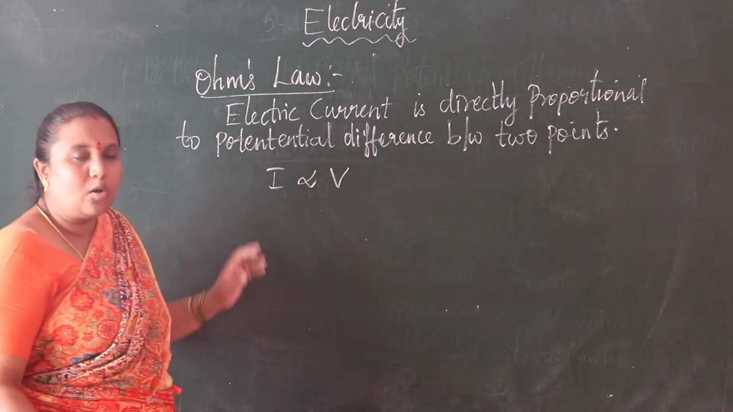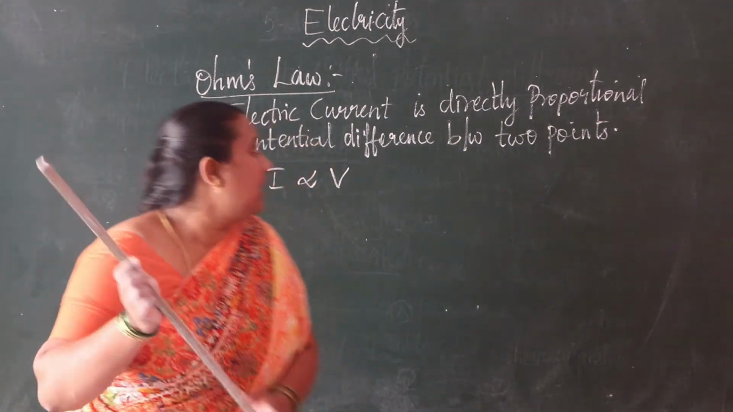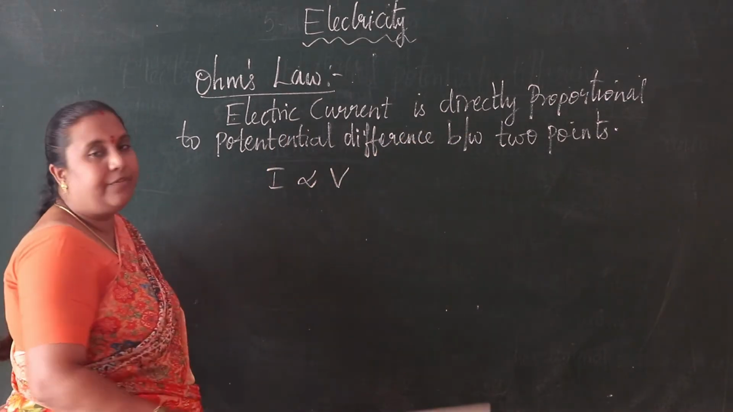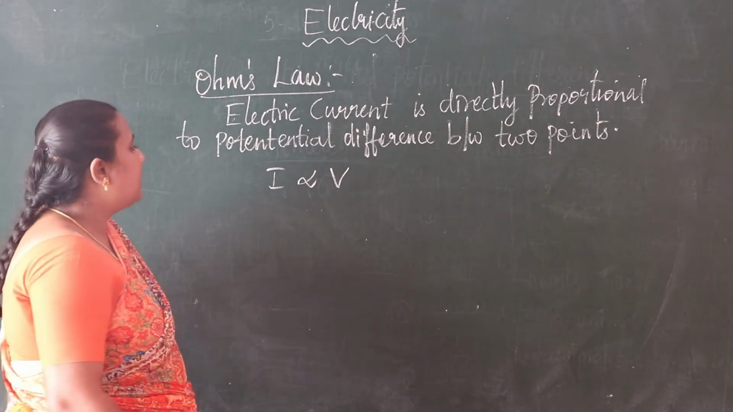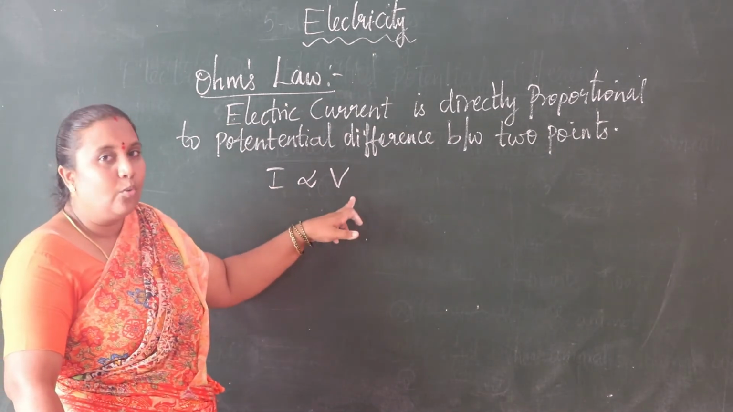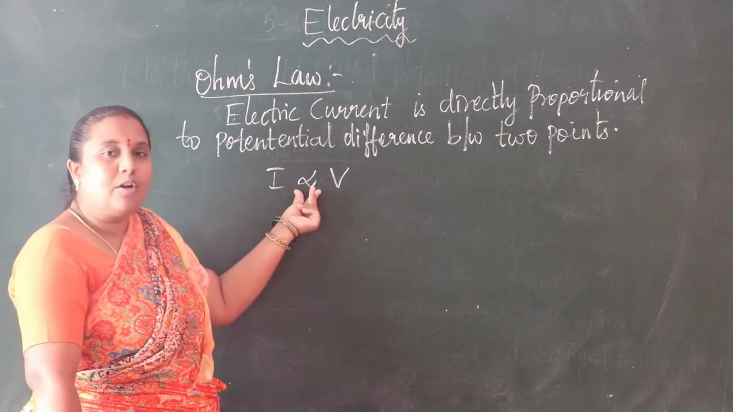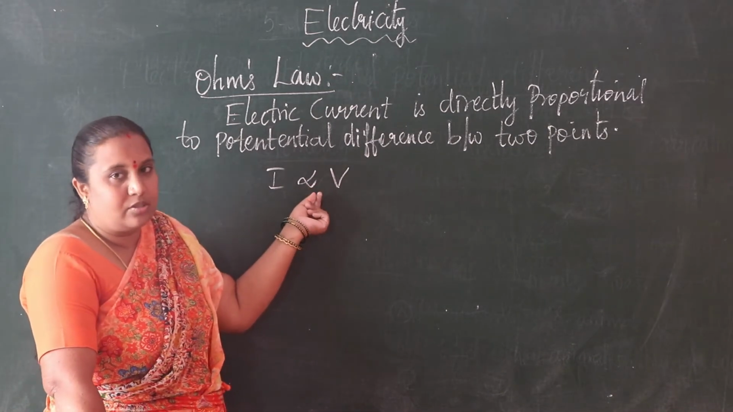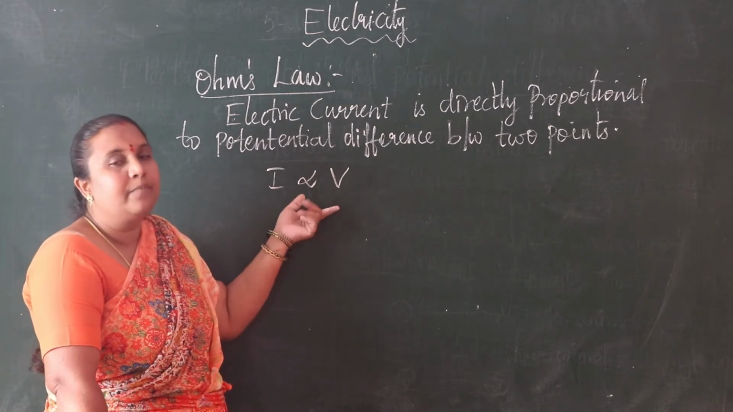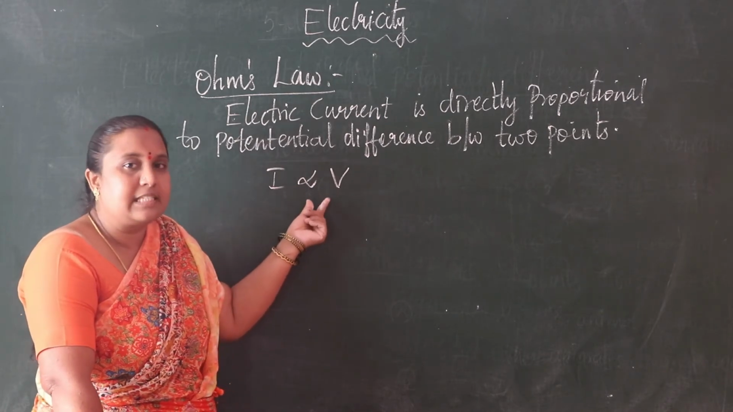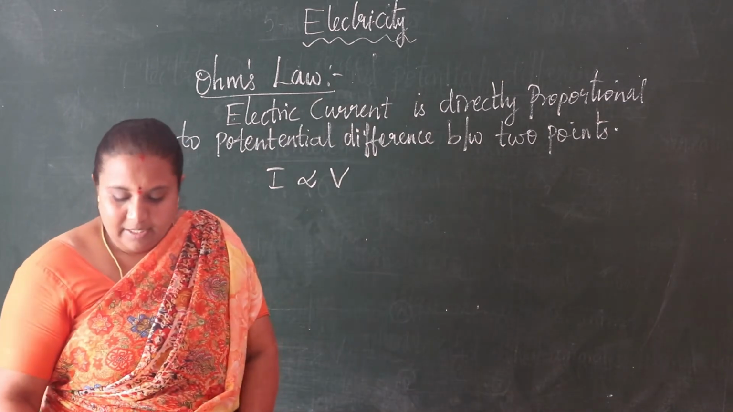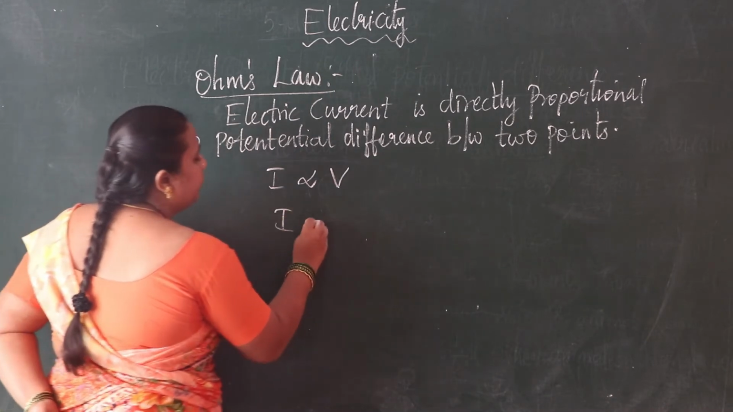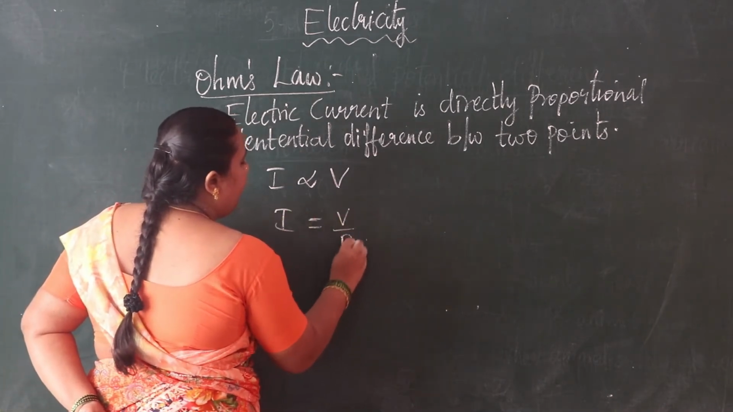So that is Ohm's law. Say it again with me: electric current is directly proportional to potential difference between two points. That is, I is directly proportional to V. Here we want to remove the proportionality, so we add a constant. What is the constant here? R, which we call resistance. That is, I equals V by R.